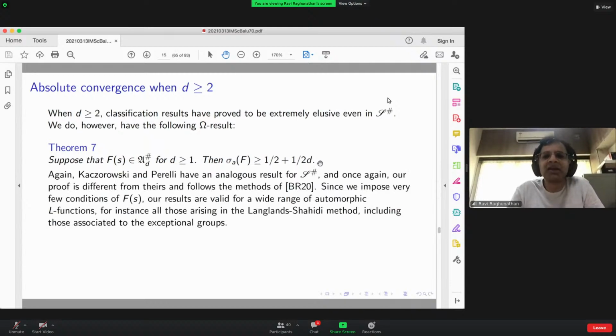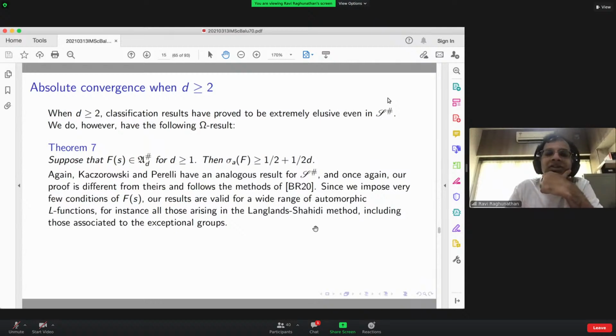Again, Kaczorowski and Perelli have an analogous result for S sharp. This is not as hard as some of their other results. But once again, I want to emphasize our proof is very different from theirs and follows the methods of BR20, where the case of degrees between 1 and 2 was treated.